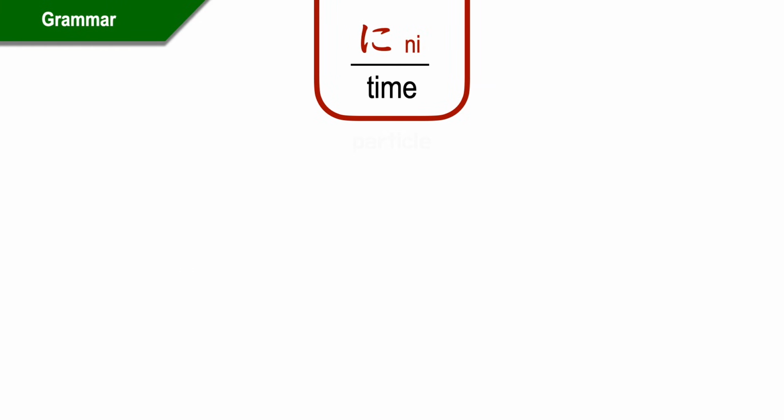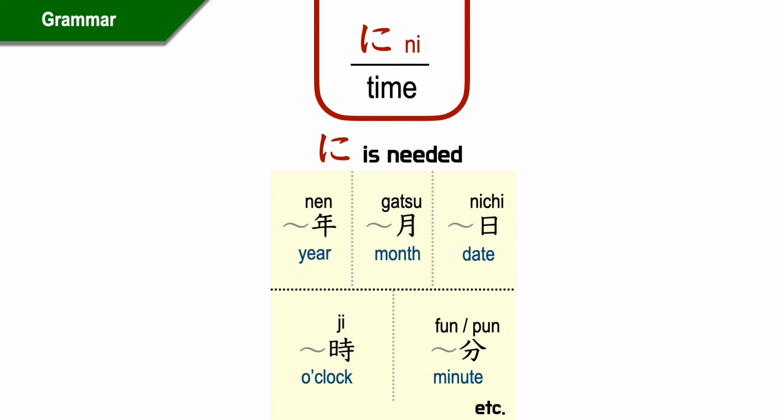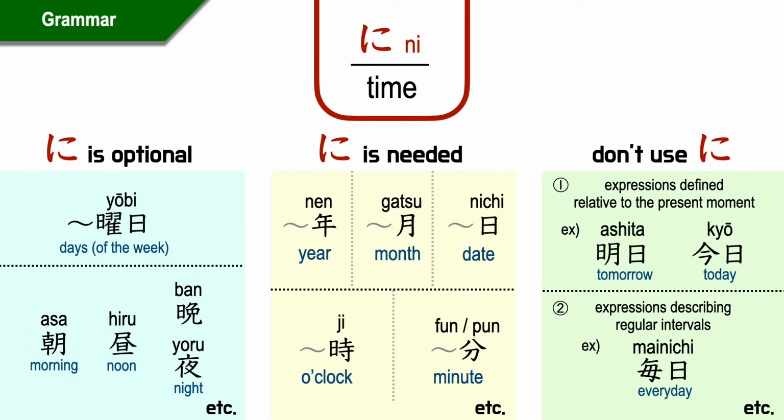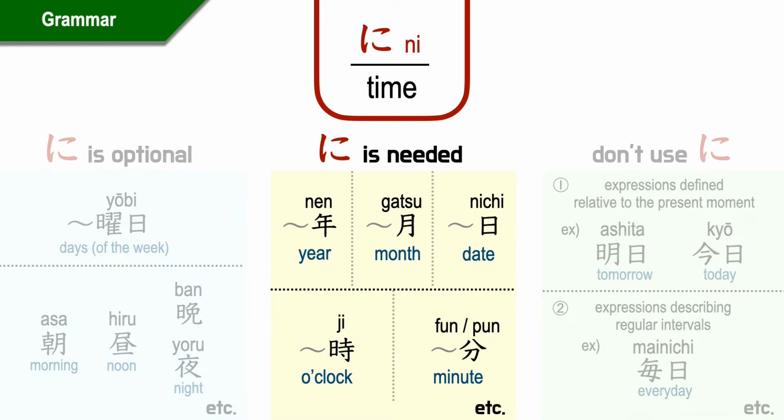However, here is what's tricky about the ni particle. Some time-representing words require the ni particle, while for others, it is optional. Some people put ni after these words, some people don't. And there are also ones that we don't use with the ni particle, in principle. I'm not going to go into detail about this because it's very complicated, which ones require ni and which ones don't. So for now, just remember that the ni particle is not always needed, and focus on memorizing these words which do require the ni particle.